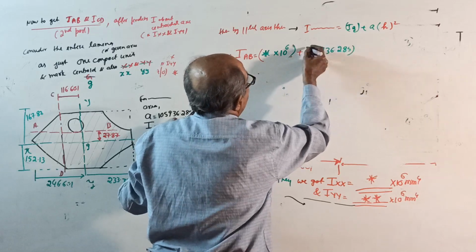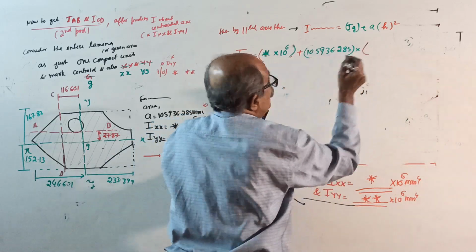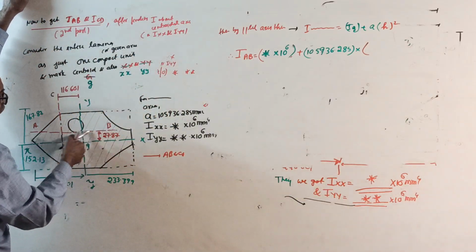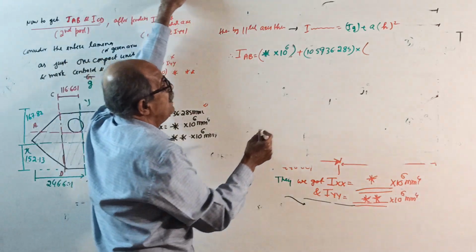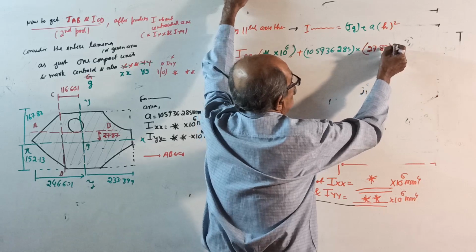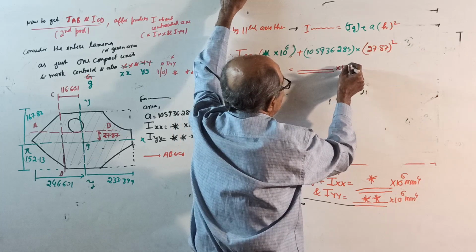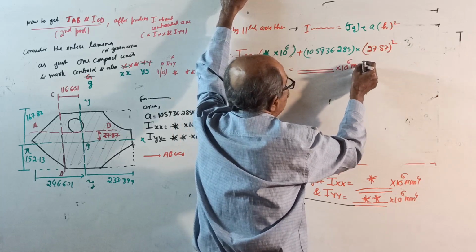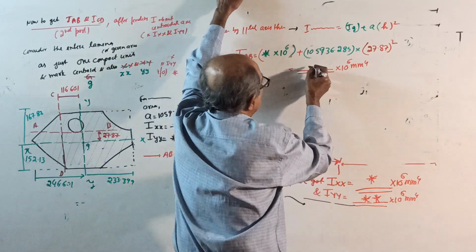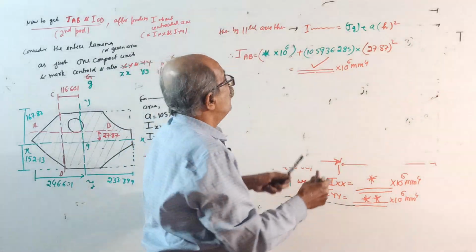10,596.285 is the area, into the perpendicular distance from the centroid to the axis, which is 27.87 whole square. Calculate this answer: 10 to the power 6 millimeter power 4. Make a note, it will come right into 10 to the power 6.